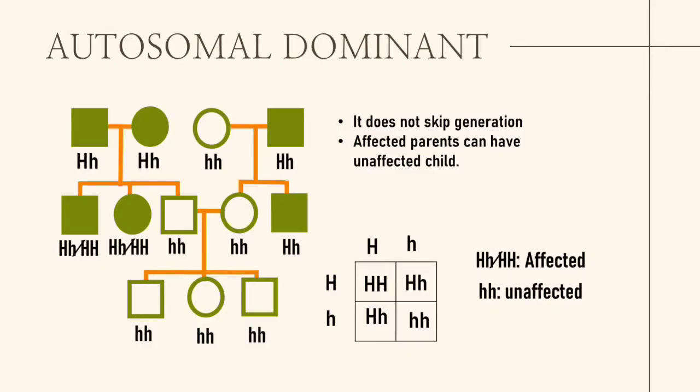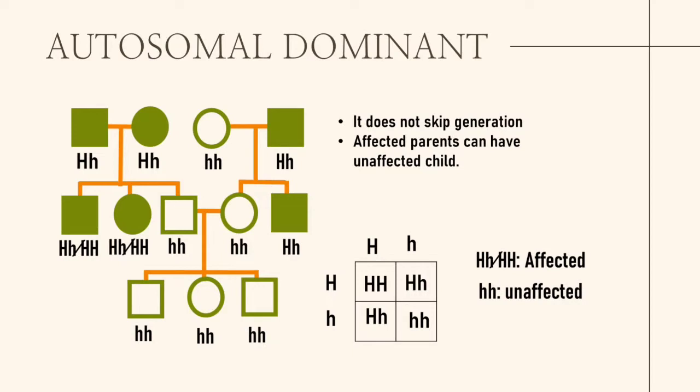So, with that, let's talk naman all about the autosomal dominant. Okay? So, ano nga ba pag sinabi nating autosomal dominant? So, in autosomal dominant, it does not skip generation. Affected parents can have unaffected child. Okay? So, we have here our pedigree and our Punnett square. Okay? So, with that, let's have a discussion in here.